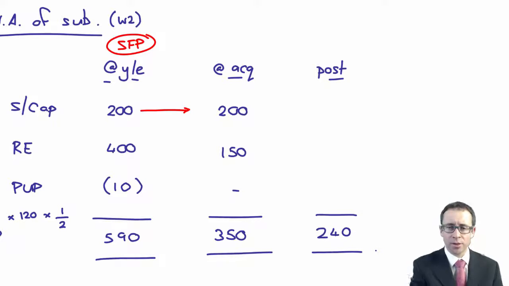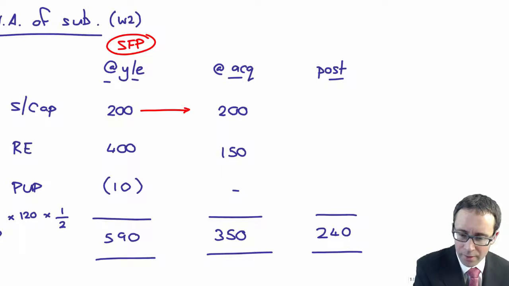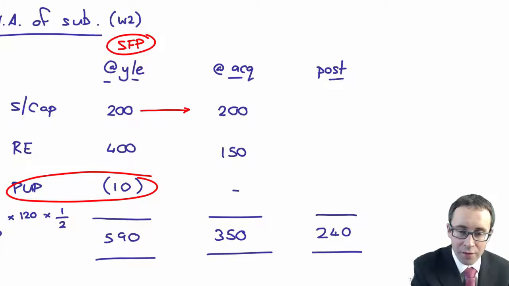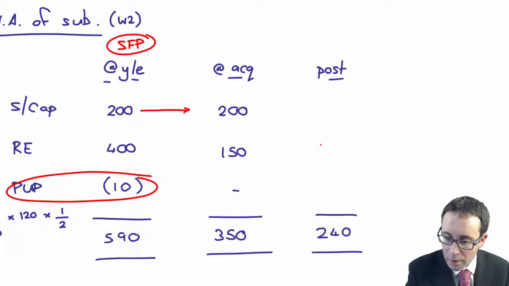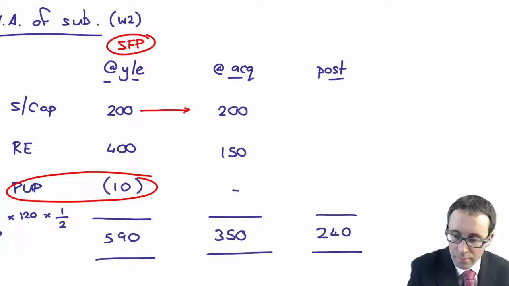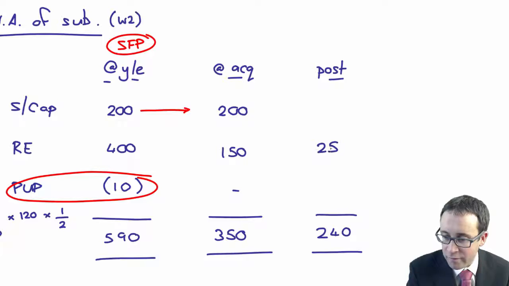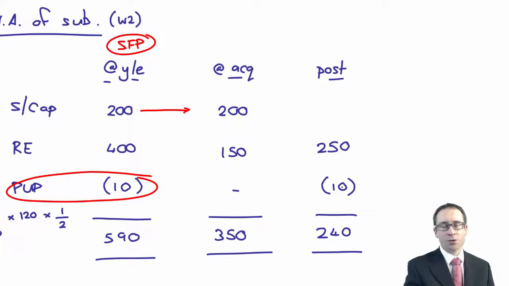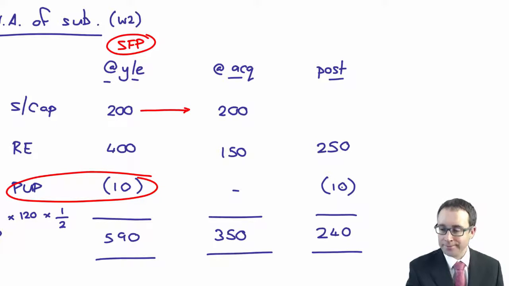Okay, excellent. So this example really is all about the impact of that PUP there, isn't it? Okay, if we hadn't have had the PUP, the post acquisition profits, the movement would have just been the 250 on the retained earnings. But because of that PUP adjustment, it takes it down to 240, doesn't it? Okay. We can then go through and look at, is it the goodwill?